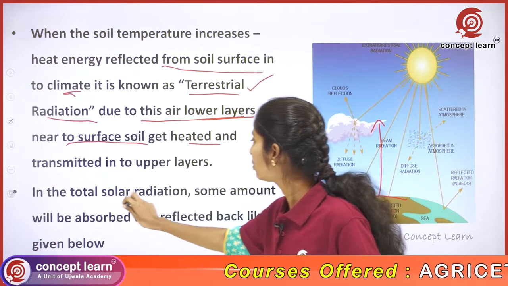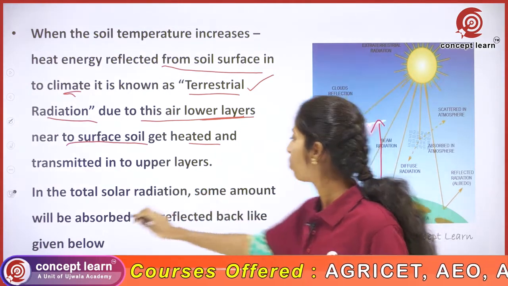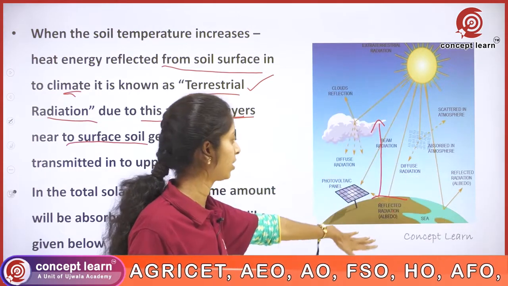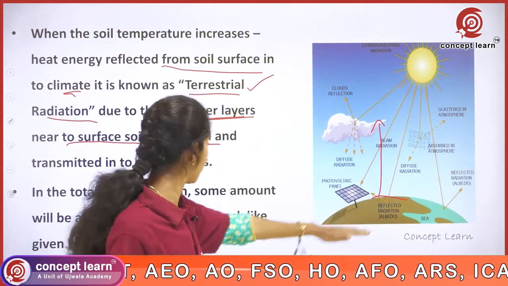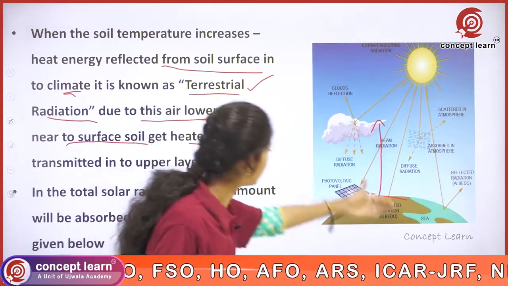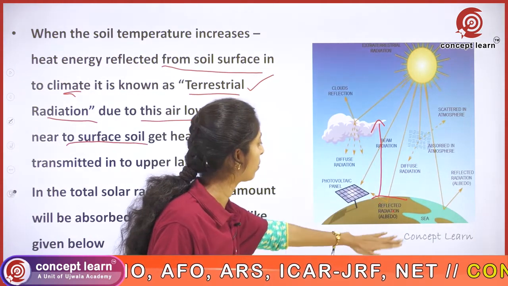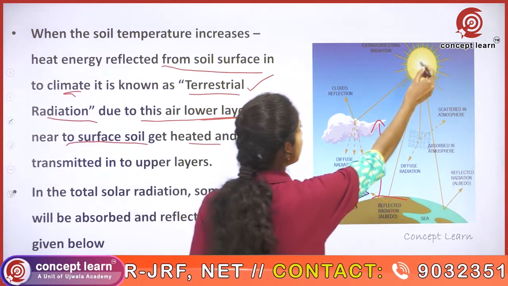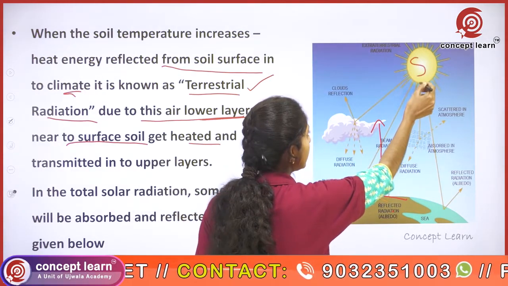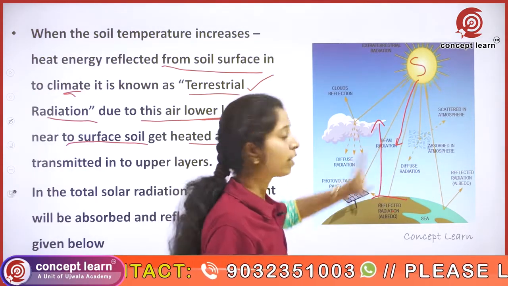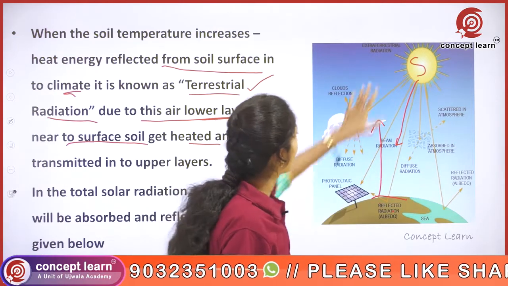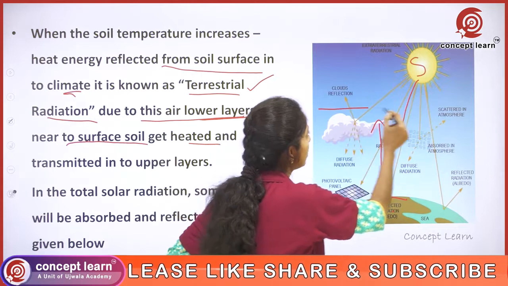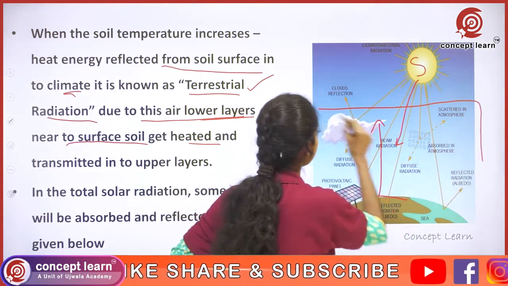So, in the total solar radiation, some amount will be absorbed and some reflected back. Of the total solar radiation reaching the earth's surface, some amount will be absorbed by the earth's surface and some amount will be reflected. You can see in this picture, this is the sun, right? The sun is transmitting in the form of electromagnetic waves, right? When the sunlight is passing through the atmosphere, this is the atmosphere part, right?